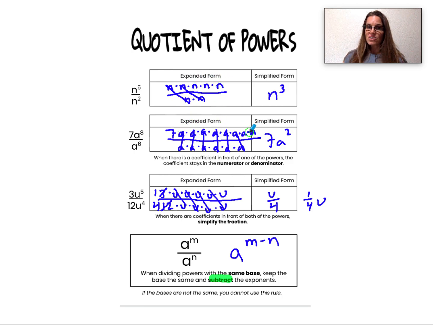Here, 8 factors in the numerator, 6 in the denominator. I'm able to cross out 6 of those pairs, and I'm left with a squared. Again, when we're dividing powers, when we're taking the quotient of powers, you keep the base the same, and you subtract the exponents.